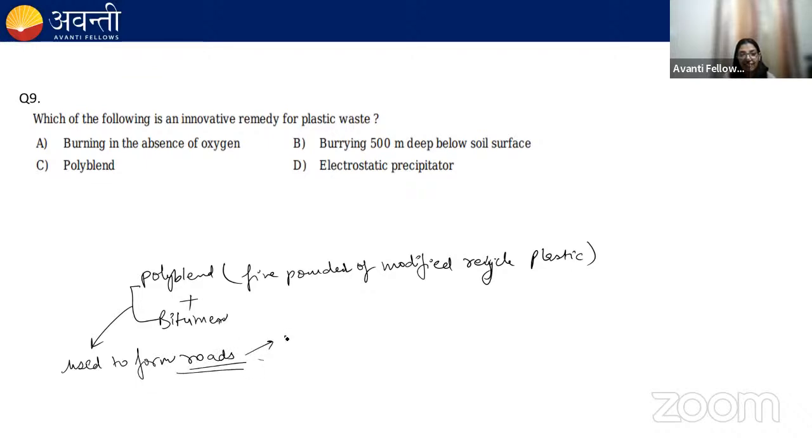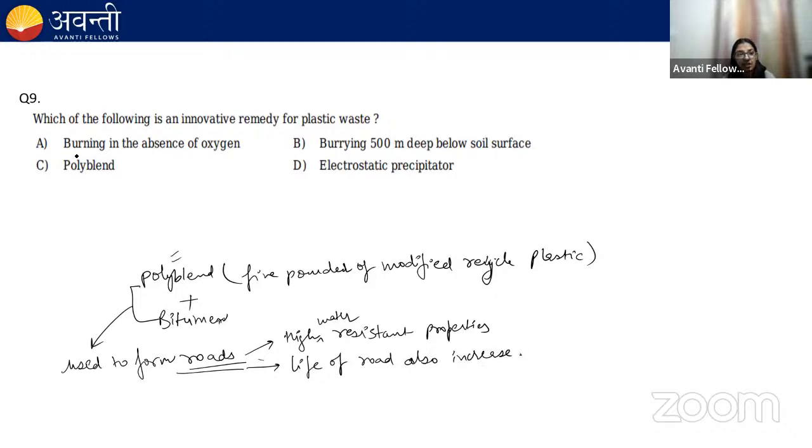And these roads have a high water resistant property because of the presence of this polyblend. And the life of the road also increases. So the correct option is C. Now look at the other options as well.